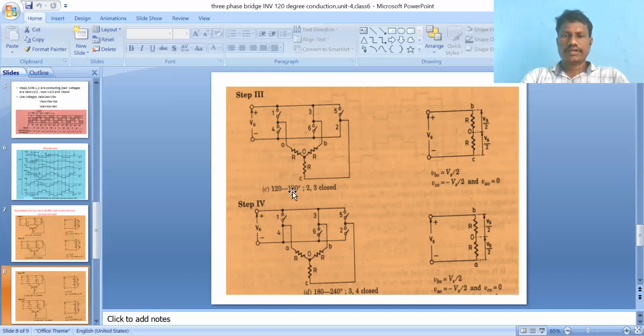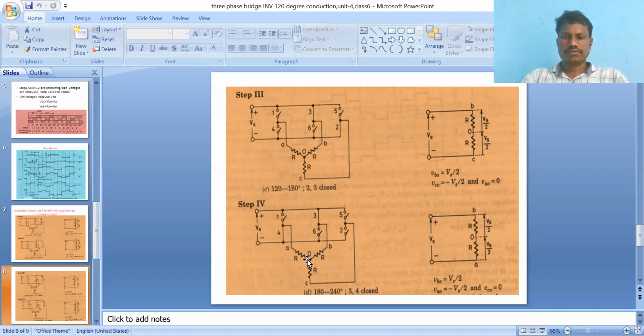Step 3, 120 to 180 degrees. 2 and 3 conduct. The circuit diagram is like this, then the equivalent circuit. VB0 is equal to Vs by 2, VC0 is equal to minus Vs by 2, VA0 is equal to 0.